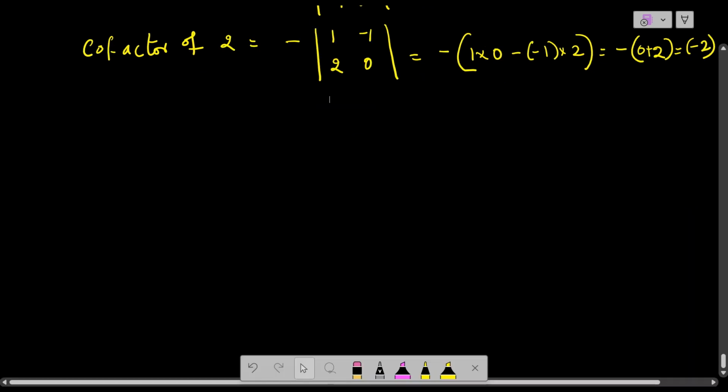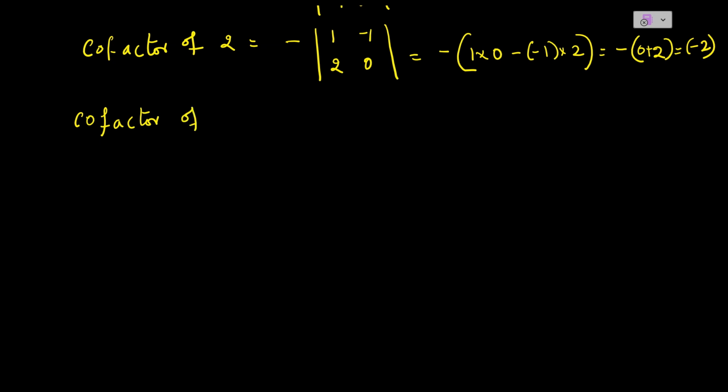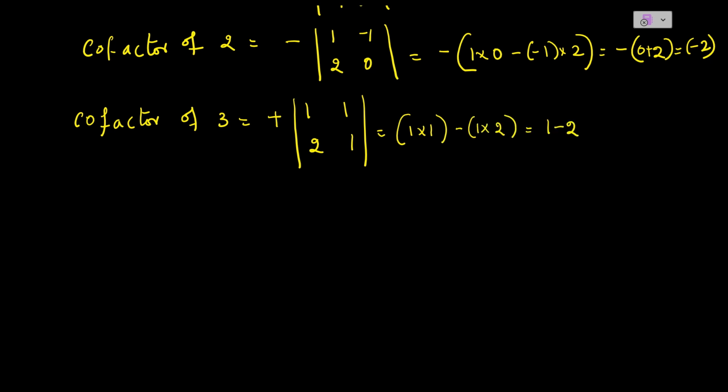Next element, students, last element, cofactor of 3. It is positive, and the remaining determinant is 1, 1, 2, 1. Now calculate its value, students. 1 into 1 minus of 1 into 2. This gives 1 minus 2, that is equal to minus 1.